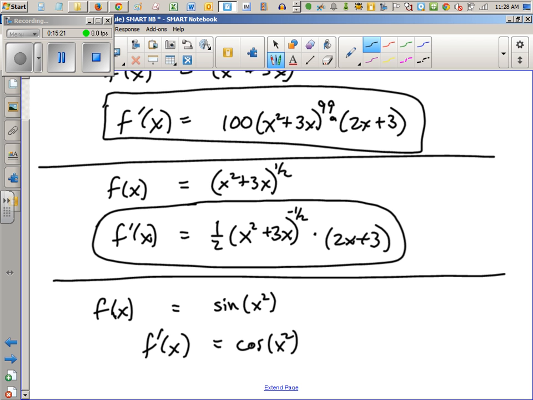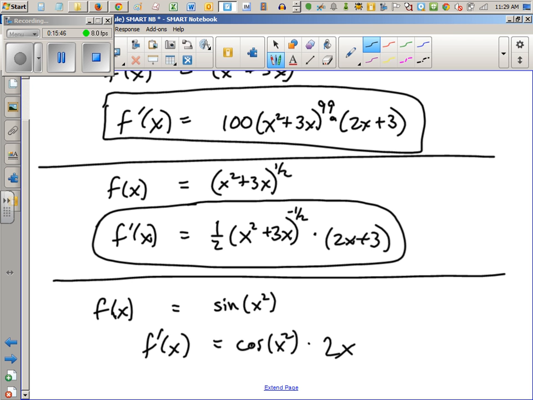If you thought that was the right answer, know that you have part of the answer. You also need to look at the inside. Inside, we have this function called x squared, and what is its derivative? 2x. Now you're done. The cosine is the derivative of what? Sine. And the 2x is the derivative of what? x squared. The outer function, the inner function.